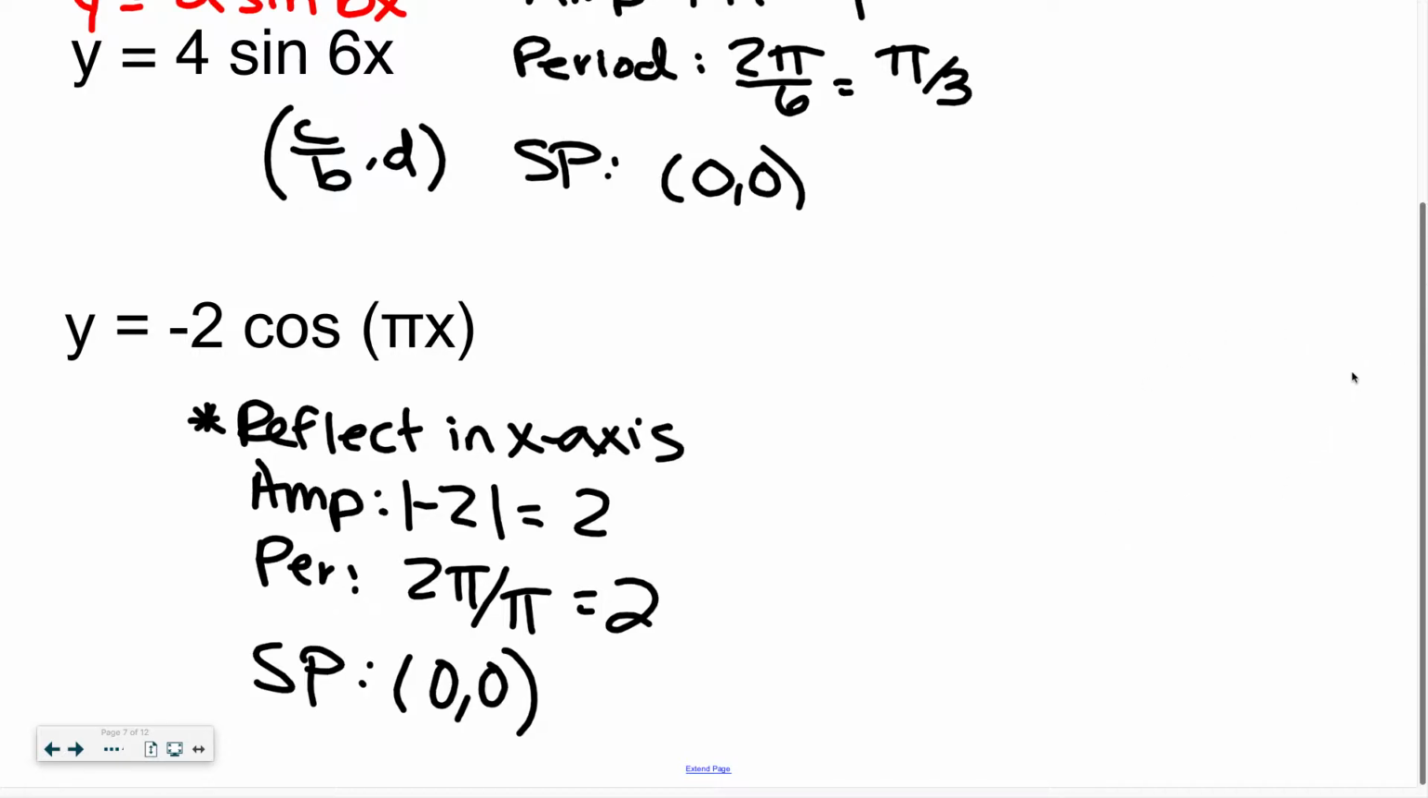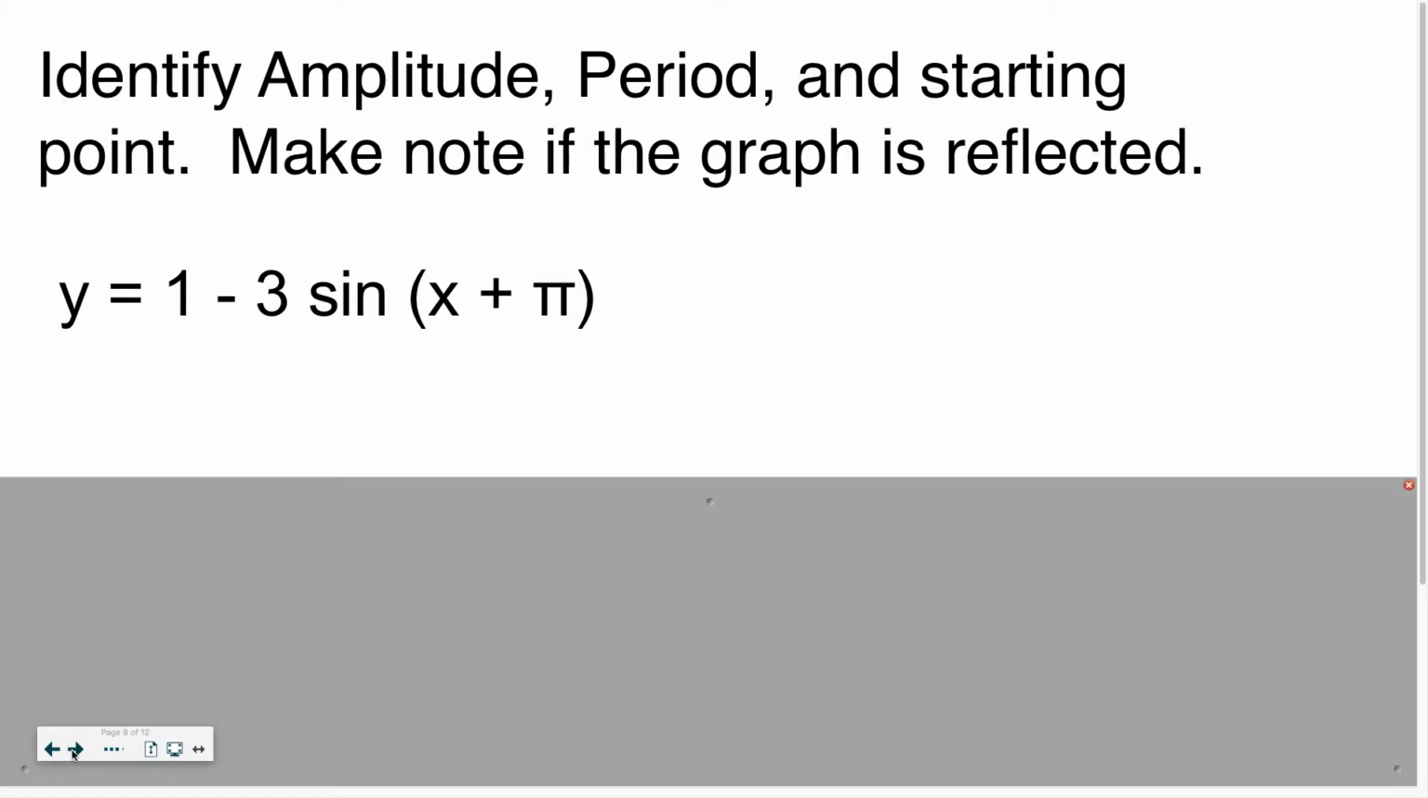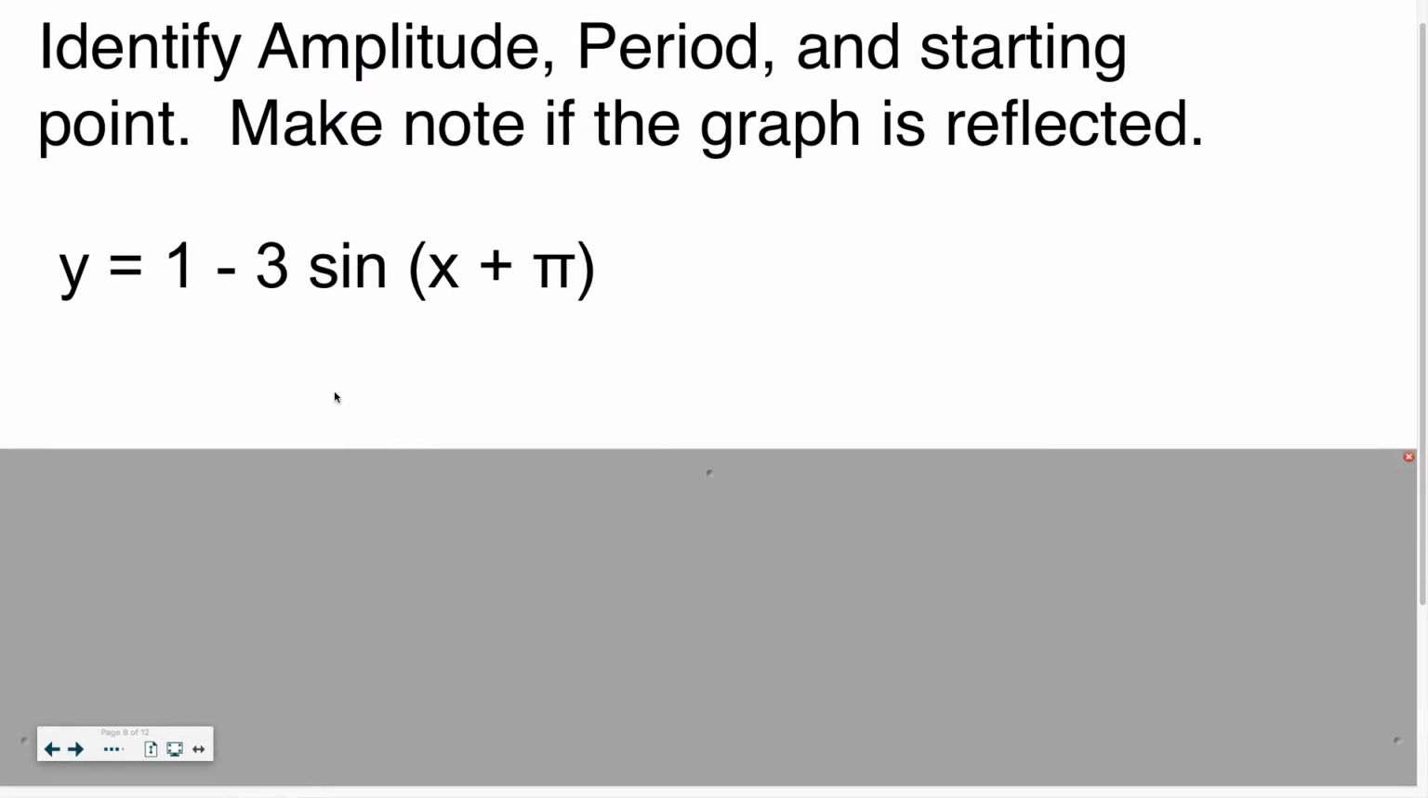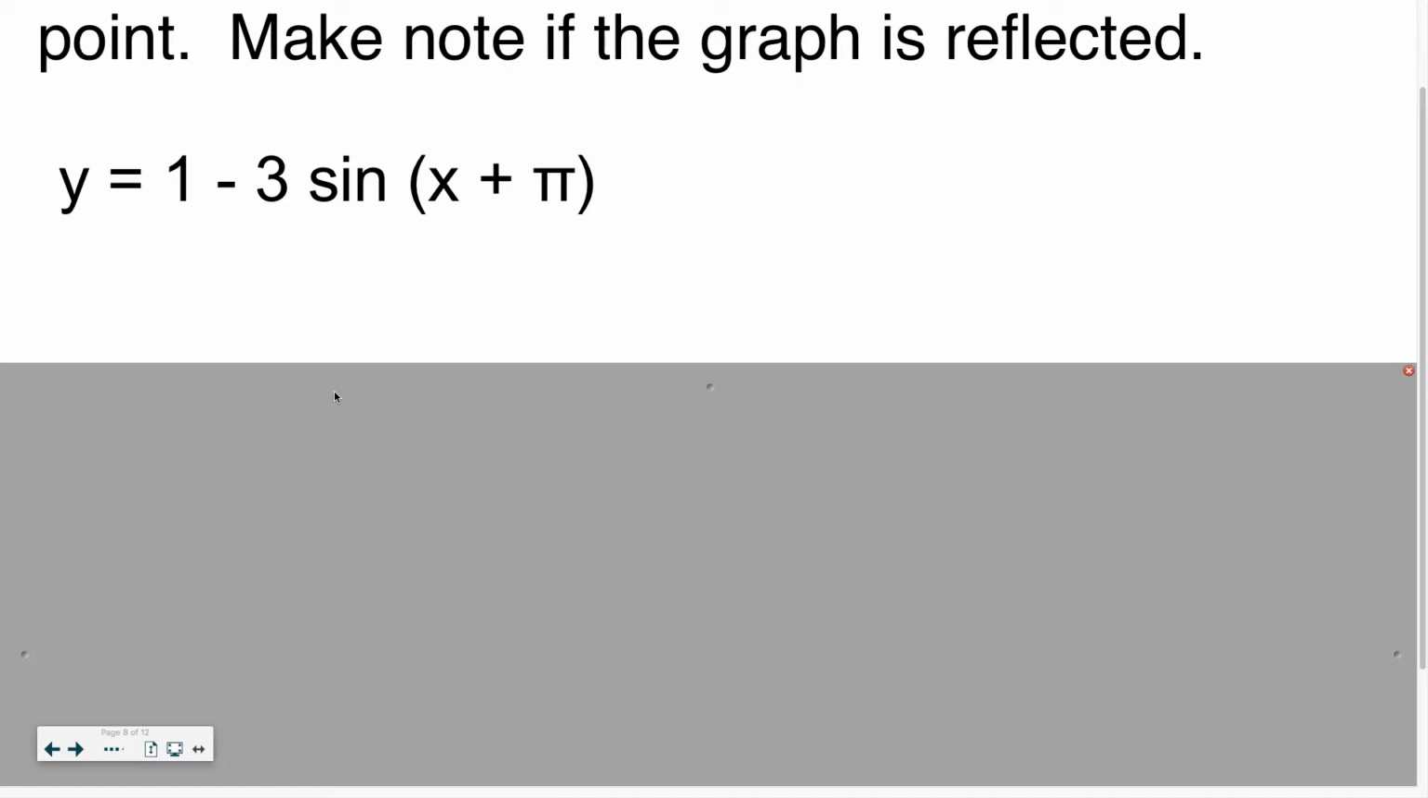Let's try some with C's and D's, right? Some interesting starting points. Okay, so same directions, just a new function. y equals 1 minus 3 sine of x plus pi. Now you might want to take time on this one to figure out which numbers represent which parameters.